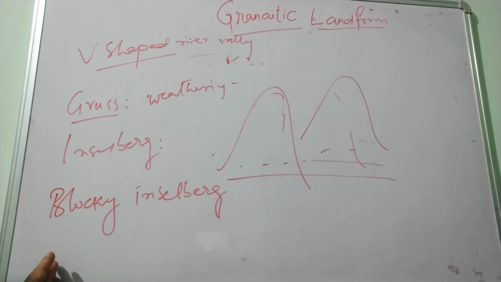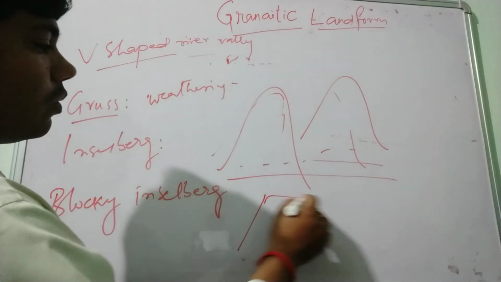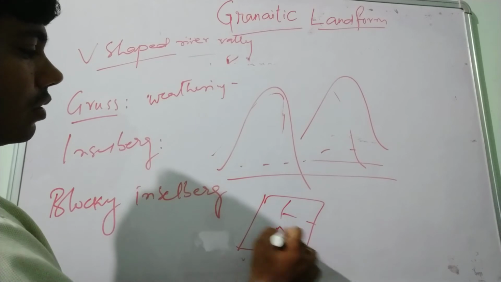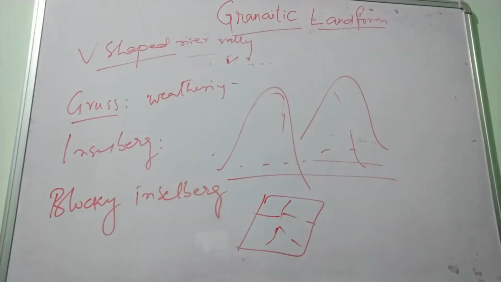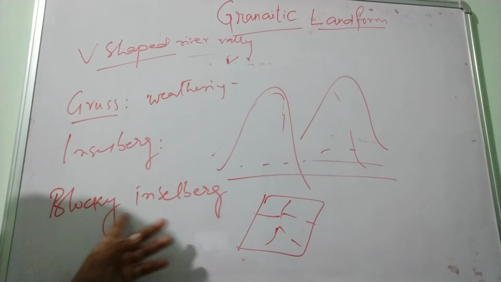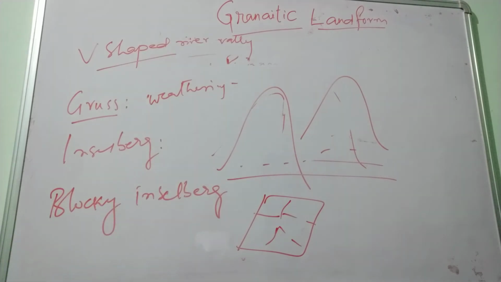These blocky inselbergs are large-scale tors which may exceed 300 meters in height and develop when rectangular jointing is dominant, which guides the weathering process to form these blocks.